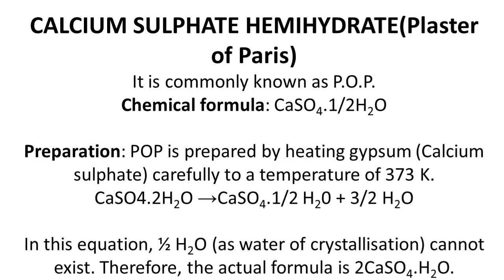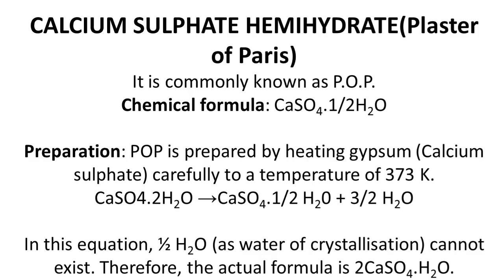This particular salt is prepared by heating one more important salt, which is known as gypsum, commonly known as calcium sulfate. Now, this gypsum is normally used in the manufacture of cement. So why is this gypsum added in cement? To make it hard. Cement will become hard because of the addition of gypsum. So by using that particular gypsum, we can prepare one more salt, which is known as the POP.